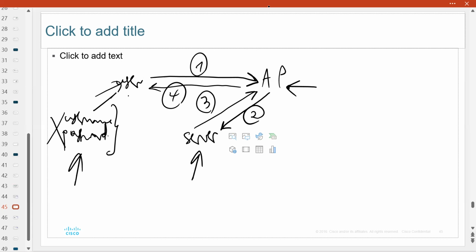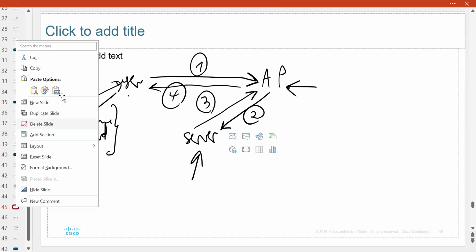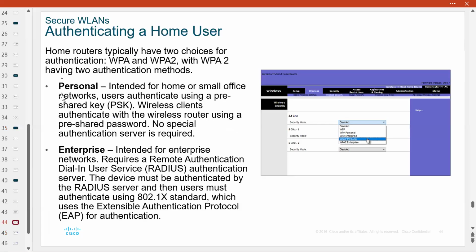With WPA2 personal, we only have a PSK, a pre-shared key. Right, so this is as far as we can go with our authentication methods.